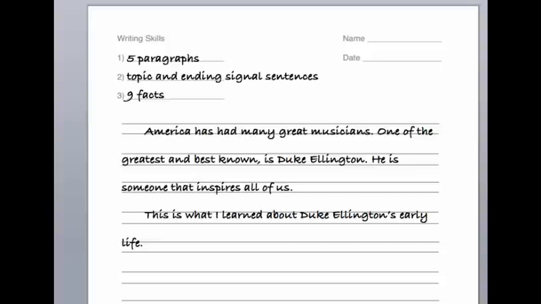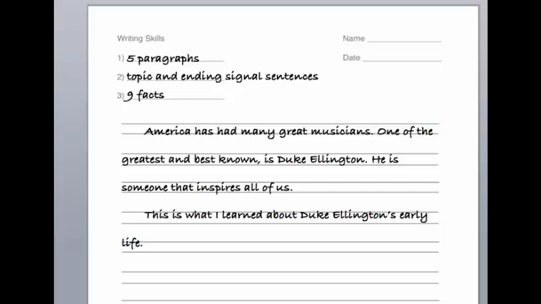The next paragraph is going to contain all of the facts about your person's early life. The first sentence of an informational paragraph is called a topic sentence. It signals to your reader what's coming up. It tells them the topic of the information that they are going to read about.